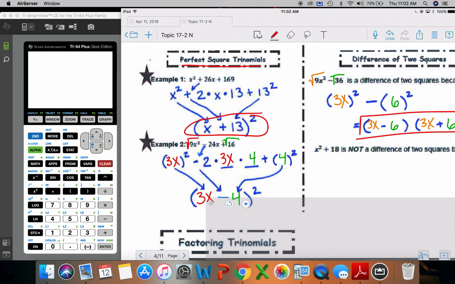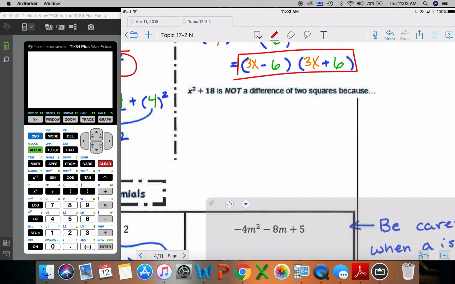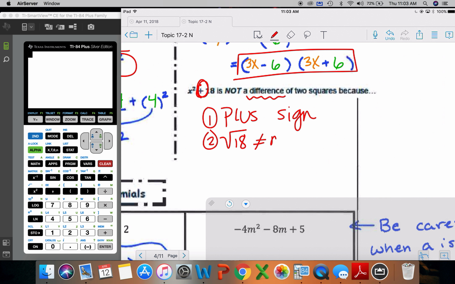The bottom part, we have x squared plus 18 is not a difference of two squares because of two reasons. The first is the plus sign. You can't have a difference of two squares if you have a plus sign. Also, the square root of 18 is not a nice number. So it's not a squared number. There's not a number you could multiply or square by itself to get 18. So it doesn't have the difference and it doesn't have the square, so it's not a difference of squares.